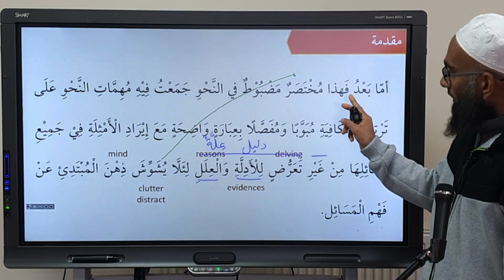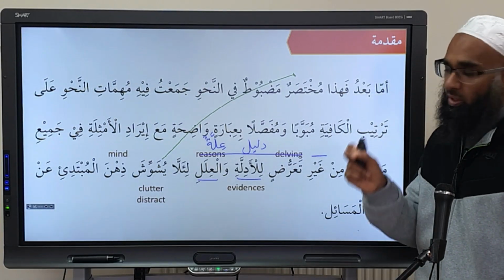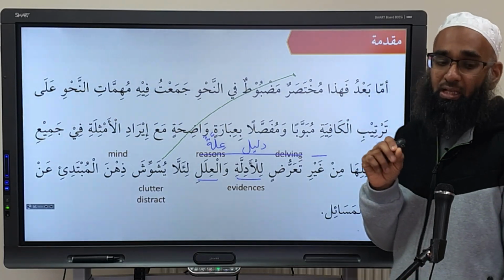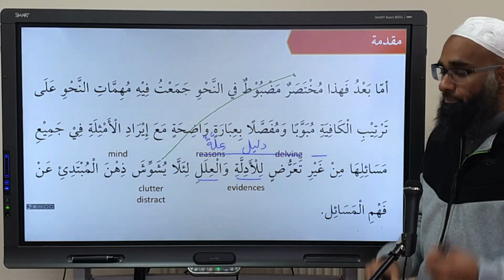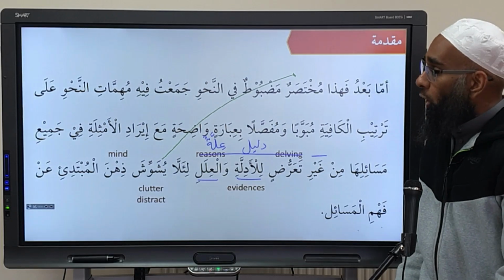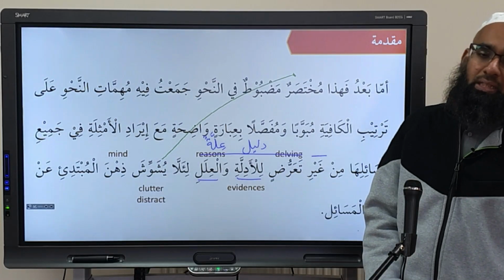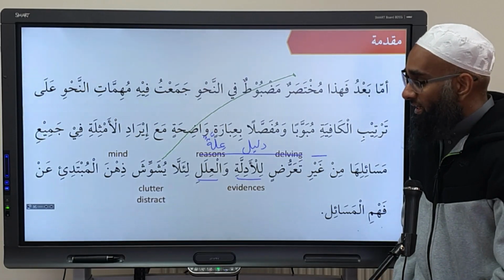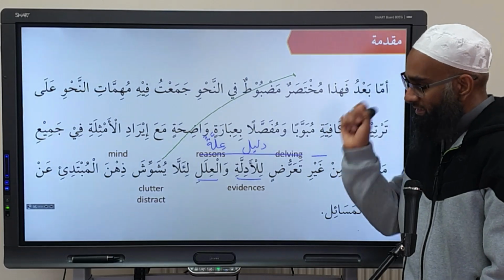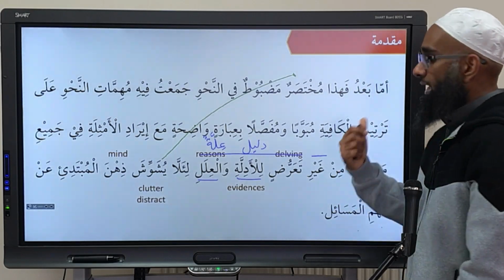So amma ba'd, going forward, هذا مختصر مضبوط. This is a precise treatise في النحو, in the science of Nahw, within which jama'tu, I have gathered muhimmat النحو, the important rules of Nahw, ala tartib al-kafiya, on the structure and the order of the book Al-Kafiyah. Mubawwaban, Mufassala, divided into sections and chapters with clear text. Ma'a Irad al-Amthila, along with presenting examples fi jami'i masailiha, in all of its rulings. من غير تعرض للأدلة والعلل, without delving into evidences and reasons. Why not delve into reasons? لئلا, so this treatise does not distract the mind of the beginner from understanding the rulings.